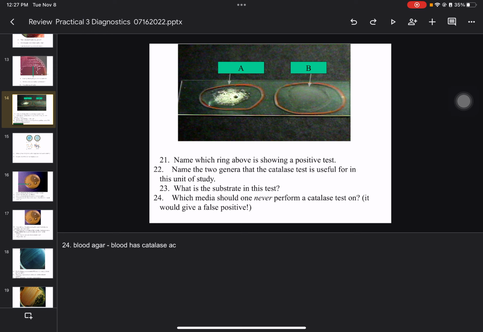True or false, you should use a metal loop. False. I haven't even finished yet. So just a minute ago, y'all were all grumpy, and now here you are, happy again. We know this one.